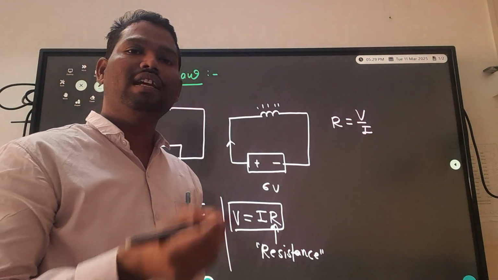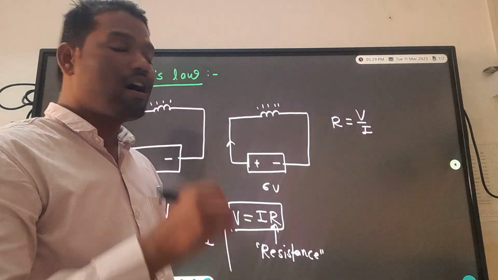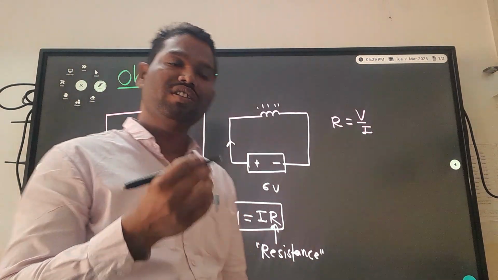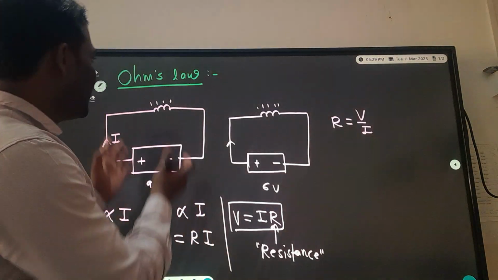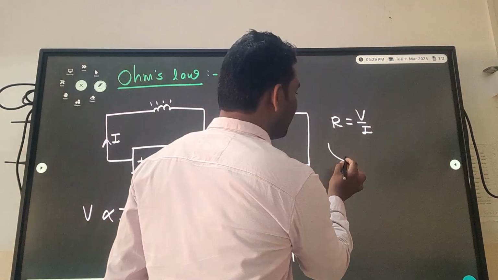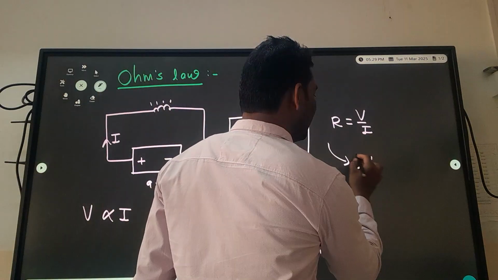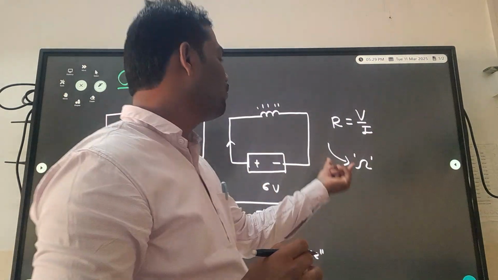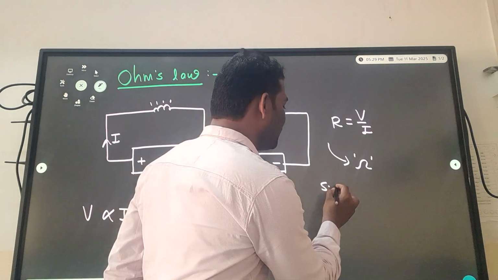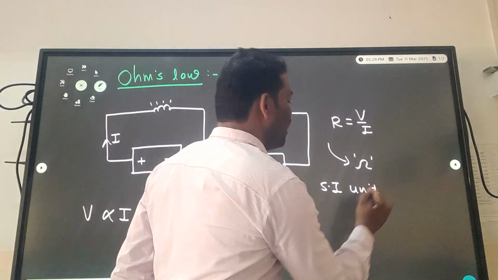Now resistance basically opposes the flow of electrons. Next we have to find the unit of resistance. To honor the scientist George Simon Ohm, scientists have given the unit of resistance as the ohm, and the symbol is omega. So we can say the SI unit of resistance is the ohm.